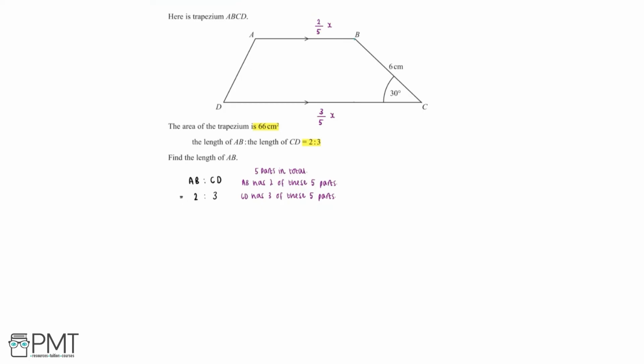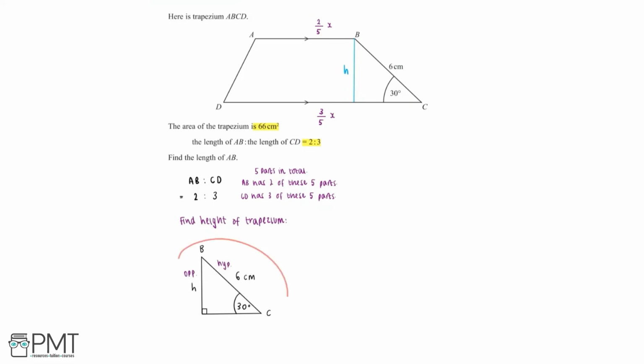Now another thing that we can label on our diagram is the height of the trapezium. The height is the vertical length of the trapezium, which we've labelled in blue. Now let's see if we can work out this height. You can see on our diagram that we have a right angled triangle over here, and so we can use this in order to find the height.